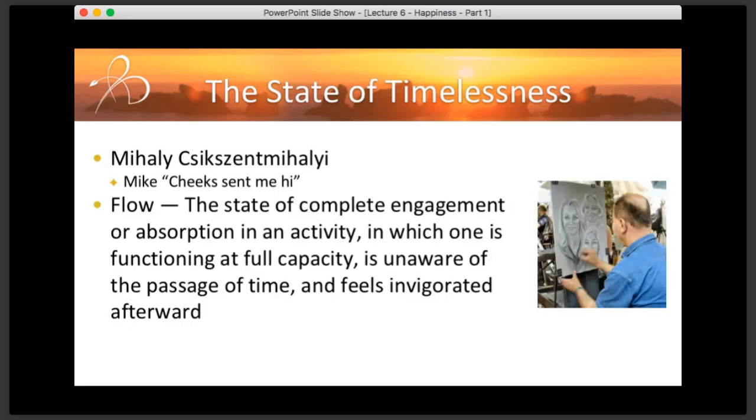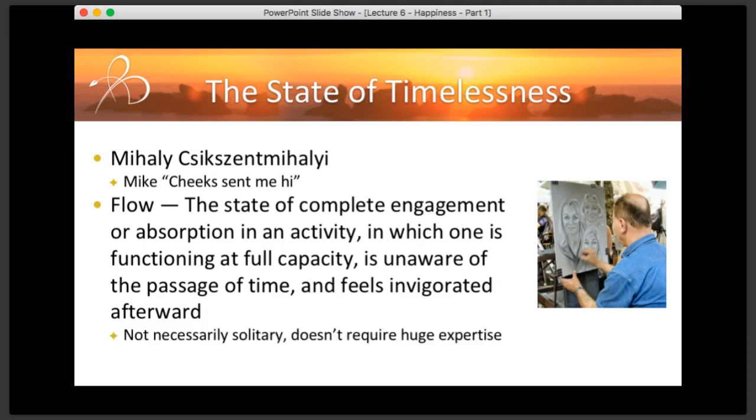And for decades, he's been studying what he calls flow, which is defined as the state of complete engagement or absorption in an activity, in which one is functioning at full capacity, is unaware of the passage of time, and feels invigorated afterwards. In flow activities, there's this sense of losing space and time, losing sense of oneself as an active agent at all, because the activity is so absorbing that there's nothing but just you doing the activity. In particular, it feels like there's timelessness, like you get sucked in and then spit back out the other end, where you're just so absorbed.